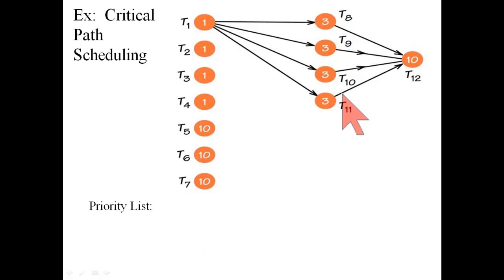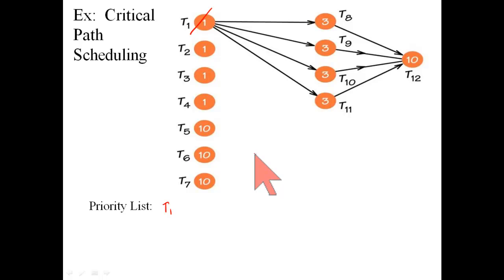Initially, the critical path, so I want to involve this 10 because it's at least as big as these, or it's as big as these 10s. Then I can get any of these 3s and then this 1. So it seems pretty clear that task 1 is going at the head of the priority list because a critical path, for example, would be T1, T8, T12. Task 1 then is already on the priority list.